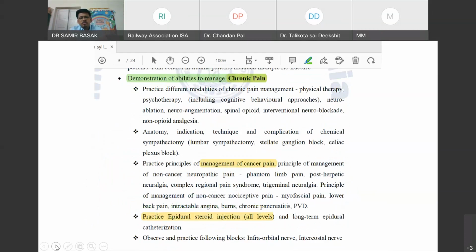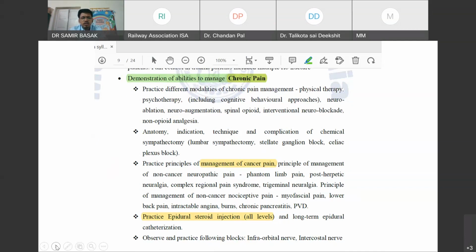Next comes the management of cancer pain, and the principles of management of non-cancer neuropathic pain: phantom limb pain, post-herpetic neuralgia, complex regional pain syndrome, trigeminal neuralgia. Management of non-cancer nociceptive pain: myofascial pain, low back pain, intractable angina, burns, pancreatitis, and peripheral vascular disease. And regarding the anatomy and indications of the different types of sympathectomy, like lumbar, stellate ganglion, and celiac plexus.